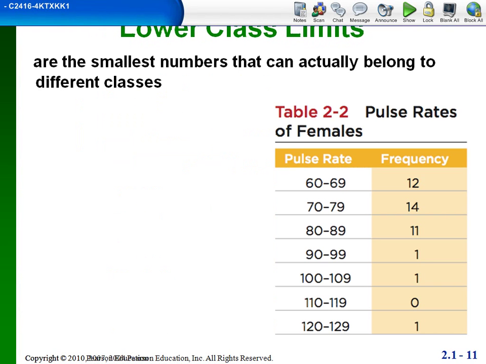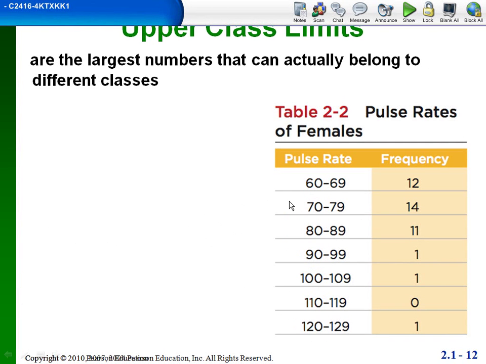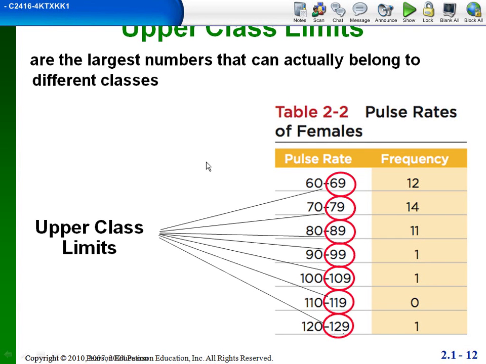Okay, now, let's look at this again. Lower class limit will be your lower numbers here. Those are your lower class limits right here. Can you see that? So what would be upper class limits? Right, the other ones. These right here are your upper class limits right there.